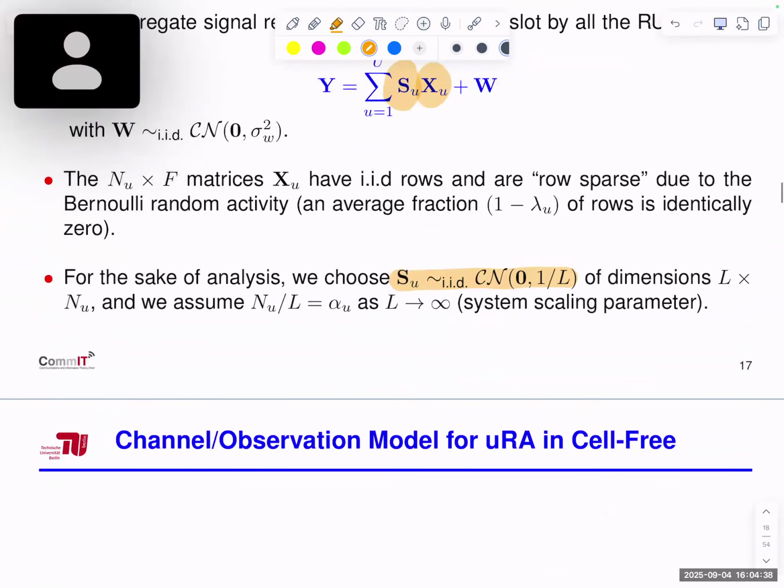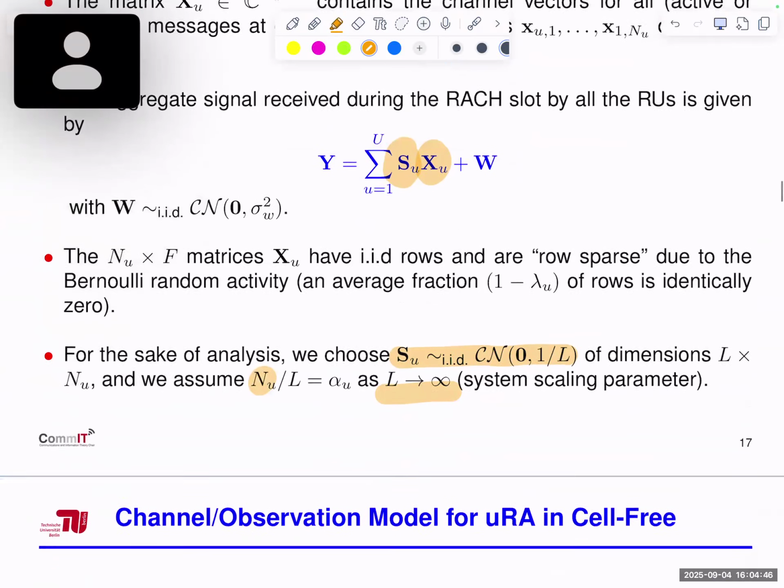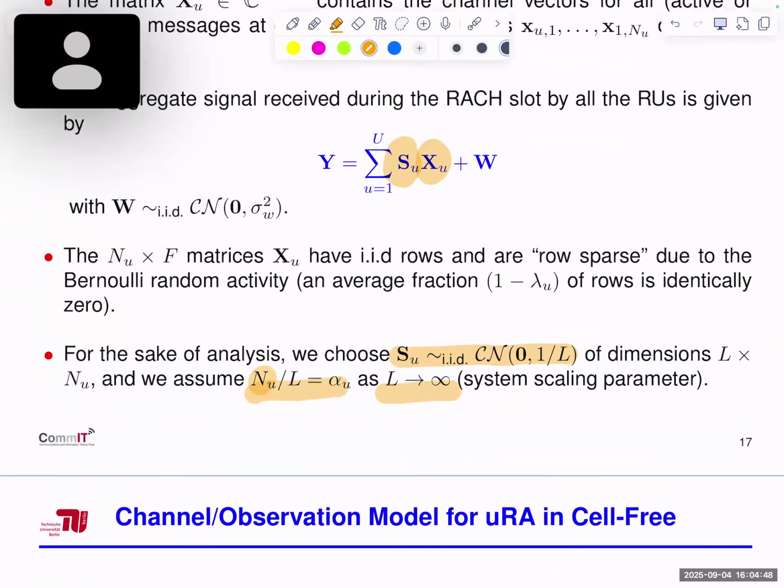All the analysis holds for the parameter L going to infinity, so for large L, and the aspect ratio of the matrices. Basically, N_u is this dimension, so the number of codewords in every sub-codebook, and L is this dimension. So this ratio is the aspect ratio of this kind of matrix.